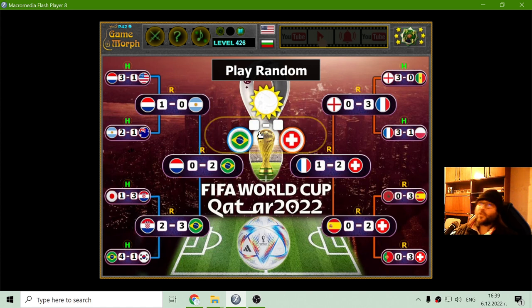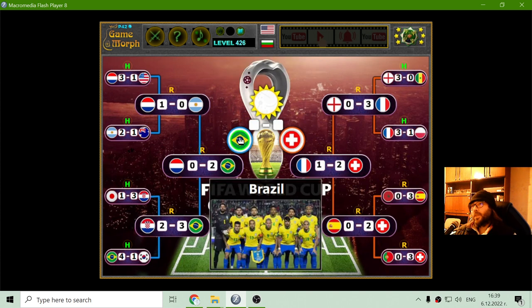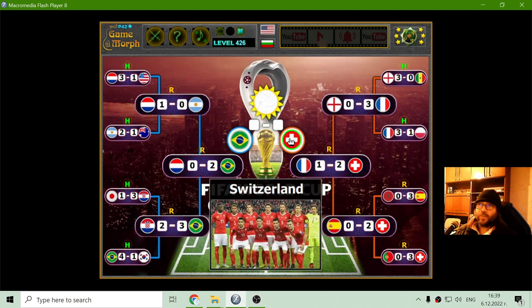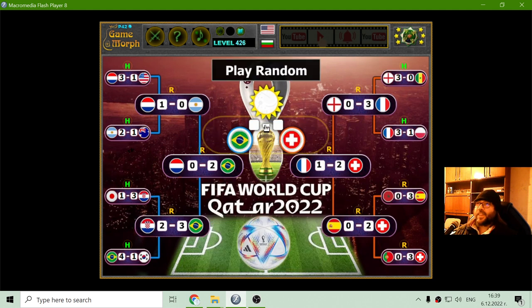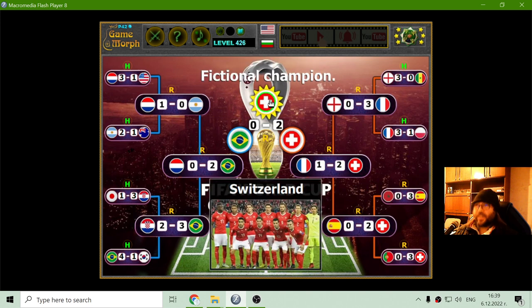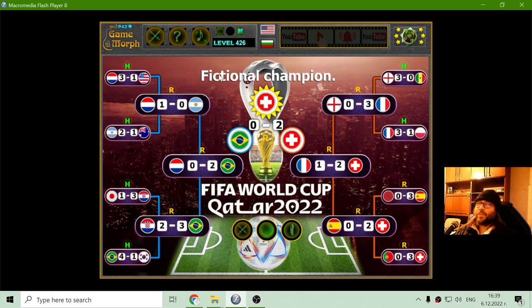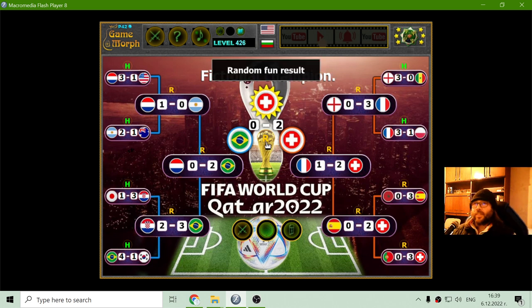which my computer said will be Brazil against Switzerland. And the winner should be Switzerland. And it will also say it is a fictional champion. Okay, this is the prediction for today.